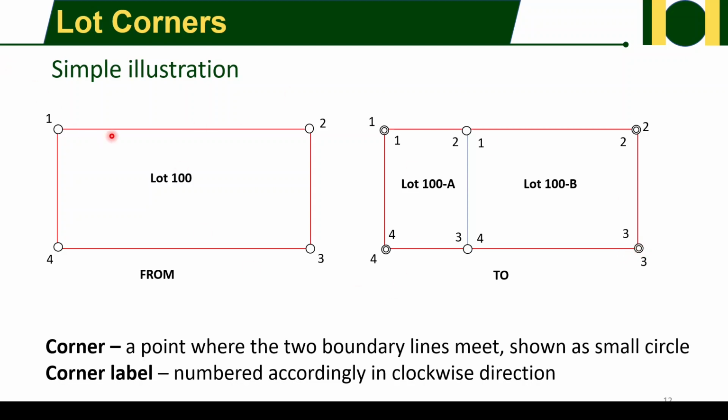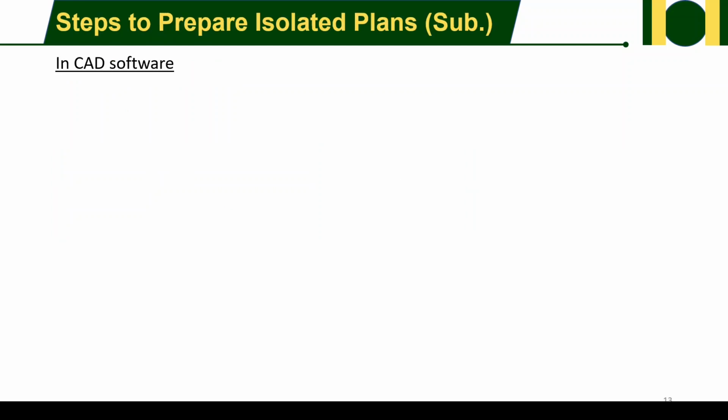Okay, so again, lot corners are represented by circles, old corners by a double circle, and a single circle for a new corner. And the labels are numbered accordingly in clockwise direction. Okay, so we will proceed with the main purpose of this video, which is the preparation of an isolated plan. So how to prepare a plan in a CAD software. Okay, so these are the steps.